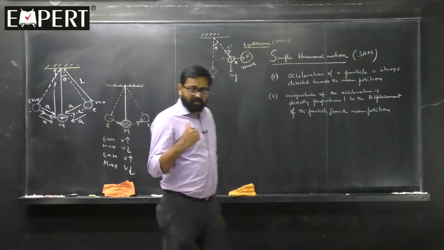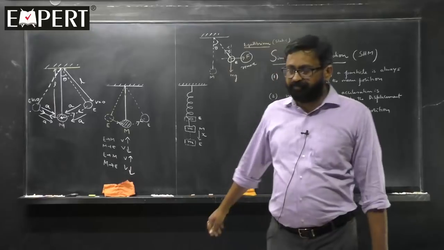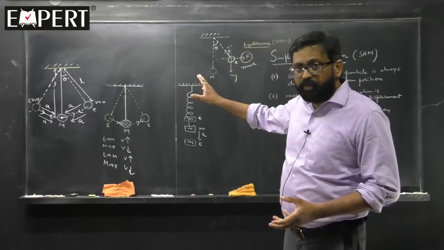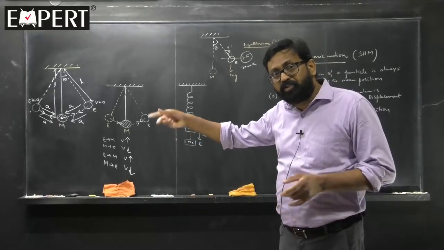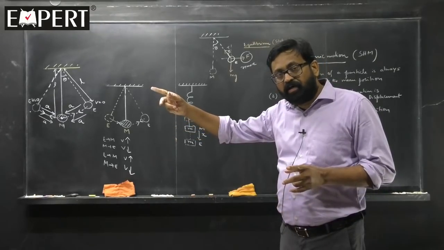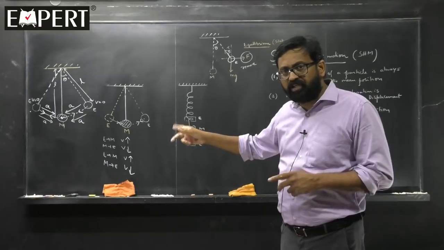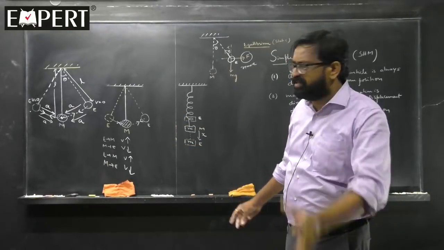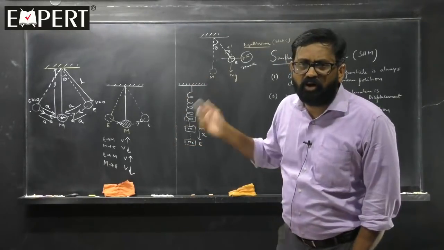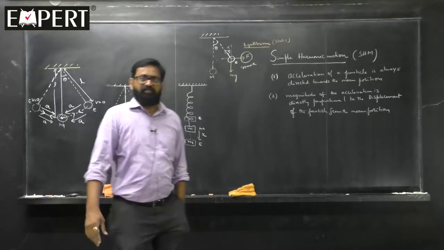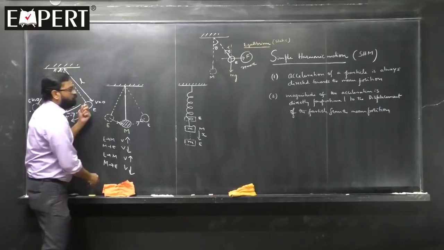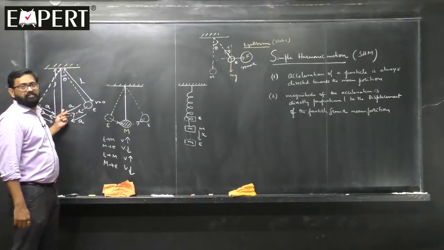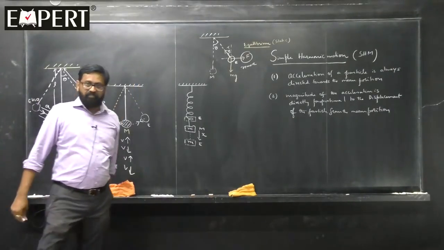What do you notice throughout my explanation? The bob may be moving from extreme position to mean position, or from mean position to extreme position, again from extreme position to mean position, again from mean position to extreme position. Every time you find that acceleration of the bob is always directed towards the mean position. That is the first condition.